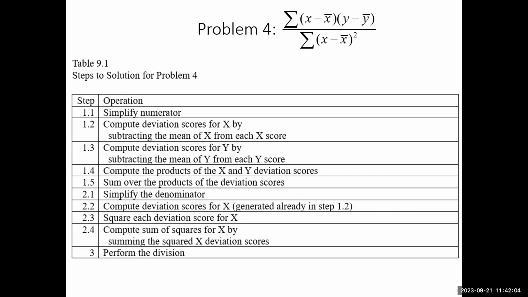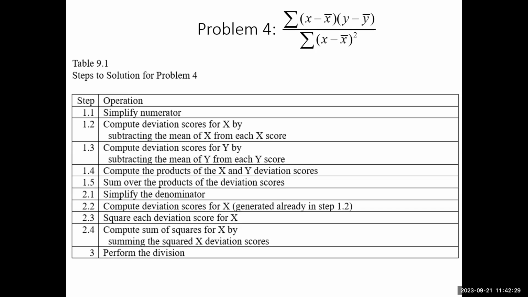In step 1.4, we're going to compute the products of the x y deviation scores. In step 1.5, we're going to sum over the products of the deviation scores. By the time we complete step 1.5, we have fully simplified the numerator in this case. Okay, so now we're going to shift to the denominator. Step 2.1 is to simplify the denominator.